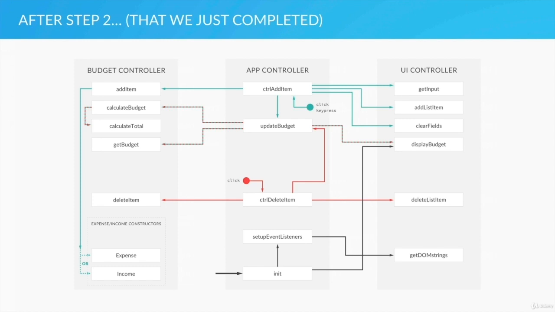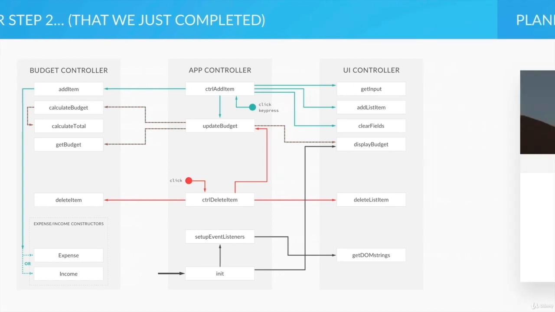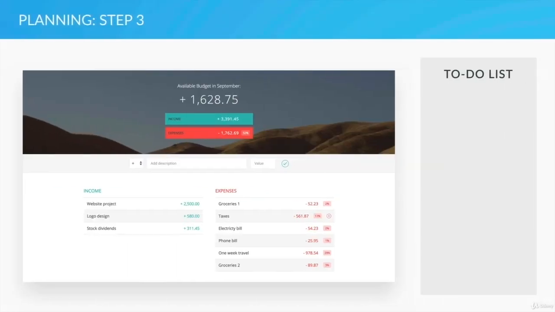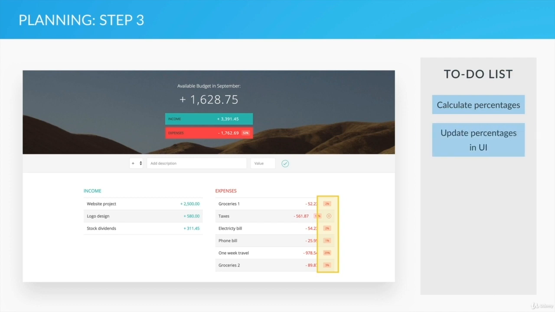So let's move on to planning the rest of our app. This is going to be the last step in coding our application. And so what is there left to do? The first thing that comes to my mind is these percentages here that show how much each expense represents in percentage of the total income. That's the main thing that we're going to take care of now. So we calculate the percentages and of course update them in the user interface.